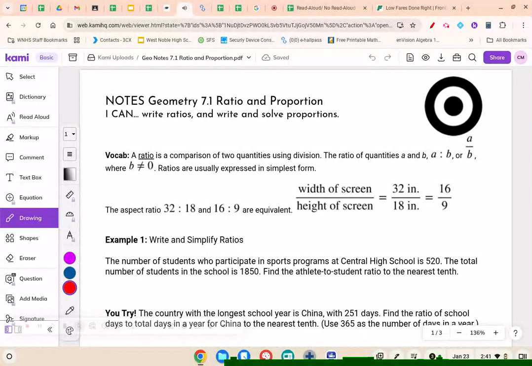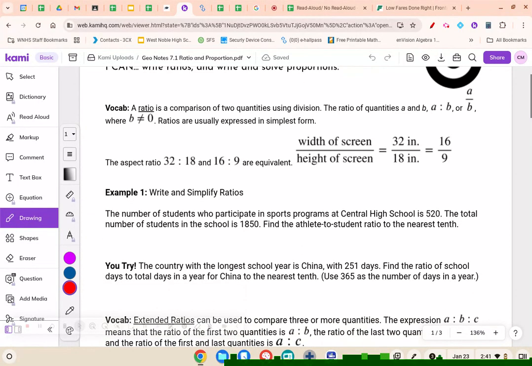Hello, today we are starting chapter 7 and we are going to cover 7.1 ratio and proportion. Our learning target is I can write ratios and write and solve proportions. So we're going to jump in with vocab here.